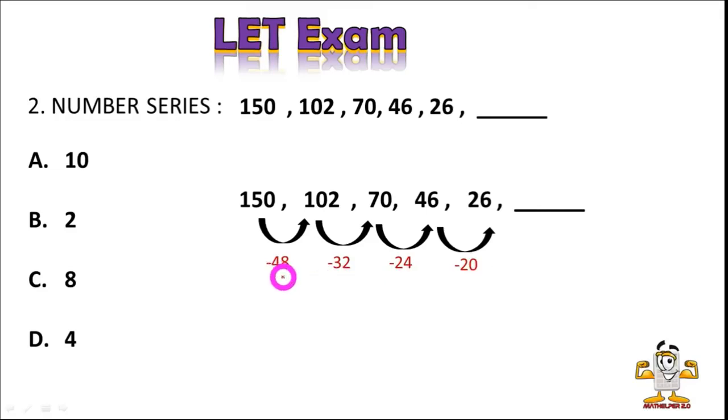So, sa 48 at 32, meron pong 16. 32 at saka 24, meron pong 8. Sa 24 at 20, meron po siyang 4. So, napansin nyo, may pattern na po tayo. Mag-divide po tayo ng 2 rito. So, 16 divided by 2 is 8. 8 divided by 2 is 4.